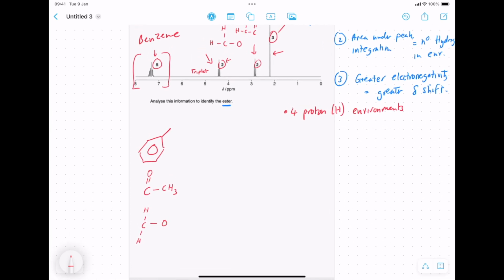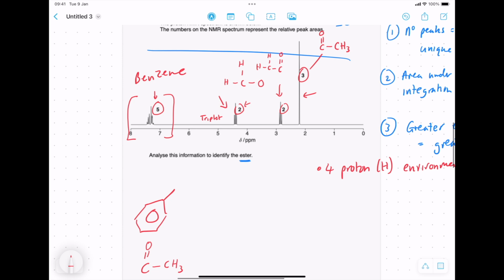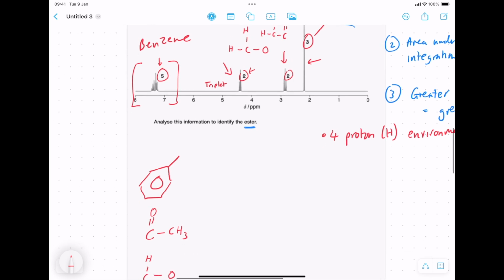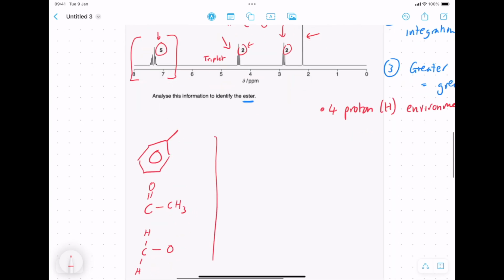So remember what I said in the previous video, just put the pieces down on the page like pieces of a jigsaw and then work out how they could fit together to meet the criteria of the NMR spectra, which is 4 unique peaks. So we know one of the peaks is going to be due to the benzene and the other 3 are going to come from the other parts. Let's go ahead and try and put that together.